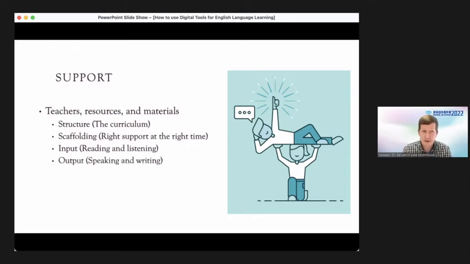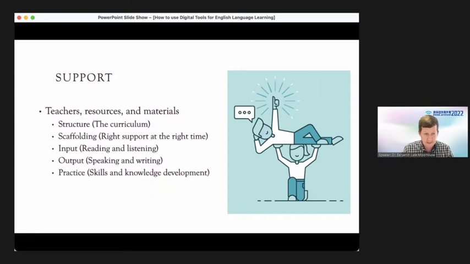Then we also need output. So we need the chances to speak, okay? So we have to use English to speak, and we need the chance to write. We have to be able to use English to write, okay? Because writing and speaking make us think about how we say a sentence, how we construct a written sentence, right? When we're reading, we don't need to do that. We can just understand. But when we're speaking and writing, we need to be able to think about what we want to say and how is the best way to say that. So it requires a different process that we need to go through. Okay, so we need output.